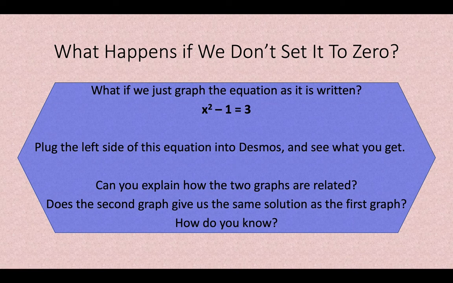And when you have the two graphs, I want you to explain how they're related, or think about how they're related, and tell me, do you get the same solution? And how is it you know you get the same solution? So you've got 3 things to think about on this one. Go ahead and graph that, compare it to your first graph, and then deal with these 3 questions. When you have something, come back to me.